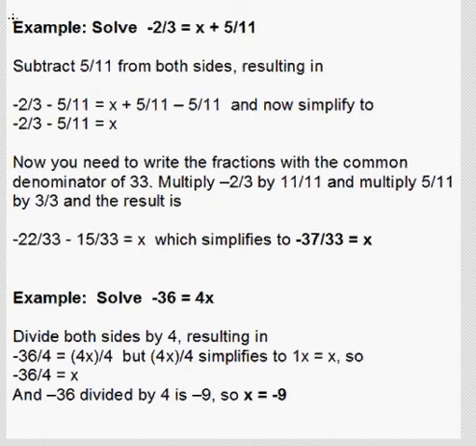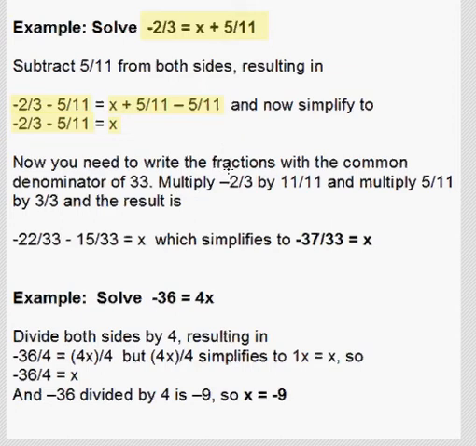Well, here's some more examples of solving equations with fractions. We're going to start by looking at the equation solve negative 2/3 equal x plus 5/11. To get rid of that plus 5/11, we subtract 5/11 from both sides. So we have negative 2/3 minus 5/11 on the left, x plus 5/11 minus 5/11 on the right. On the left side we have negative 2/3 minus 5/11, but on the right side we just have x plus 0, which simplifies to x.